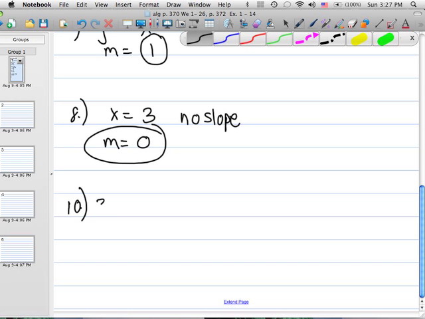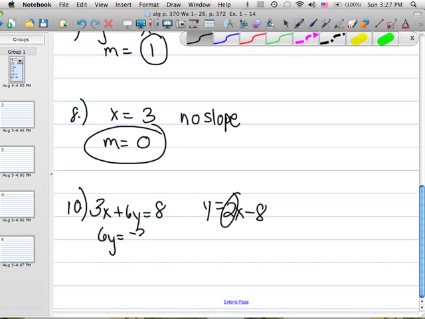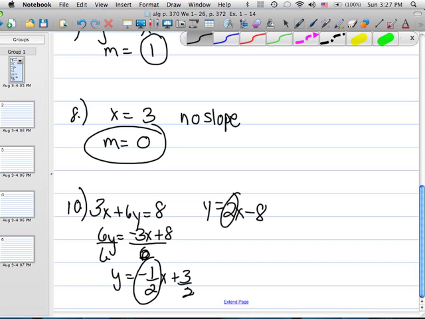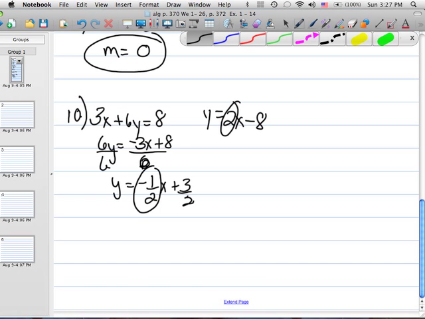So problem number 10, get them both in slope-intercept form so you can decide what they are. The second one is in slope-intercept form, and its slope is 2. This one, 6y equals -3x, subtracting 3x from both sides. Divide by 6, and we get y equals -1/2 x plus 3/2. So looking at the slopes, they are reciprocals, opposite signs, so the lines are perpendicular. They form right angles.